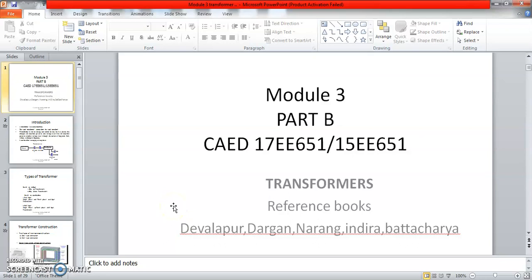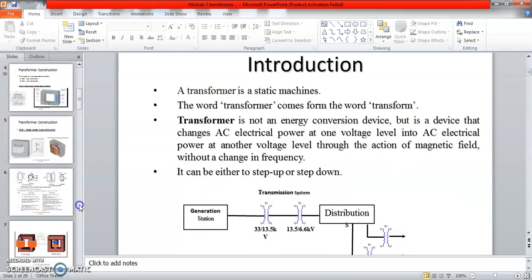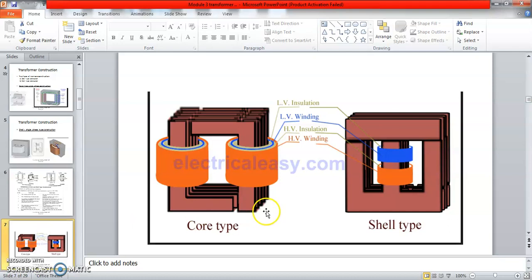Hi guys, today we'll continue with part 2 of the transformer. In the previous video, I discussed transformer types, its construction, its different images and the core step formulas. Let us continue further. Just have a look at this, we'll continue with the formulas.